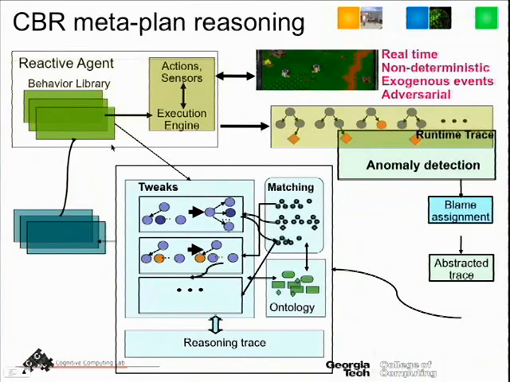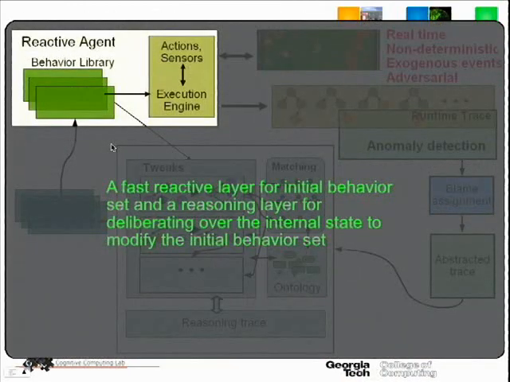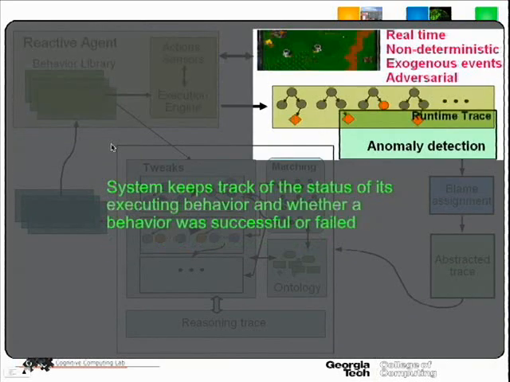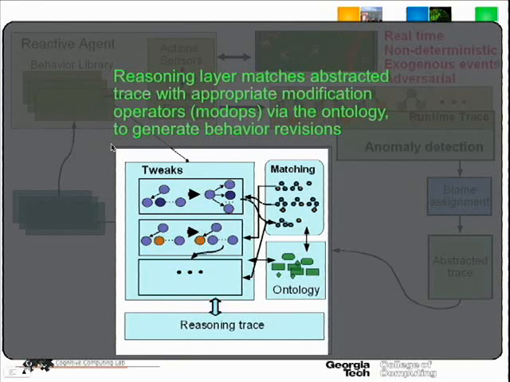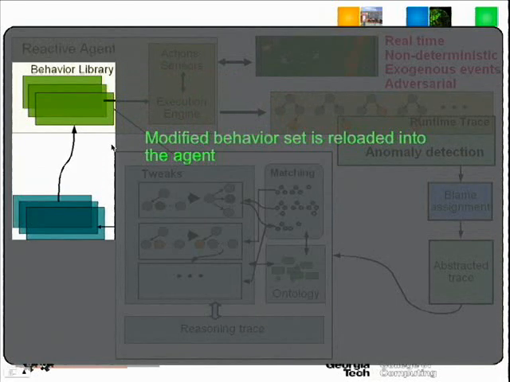So here's an example of how this works. We start with this behavior library and this semi-reactive agent. The agent performs a set of actions in the world. It could be a real-time strategy game, could be an interactive drama type world. It's a non-deterministic world, with lots of exogenous events. The system tracks what's going on. We call that the runtime trace. It detects anomalies, things that aren't quite going the way you intended, and then identifies rules that let it go in and tweak its own behaviors. These are code rewrite rules. The system matches those into the traces, fixes the behaviors, and reinserts them back into the behavior library.